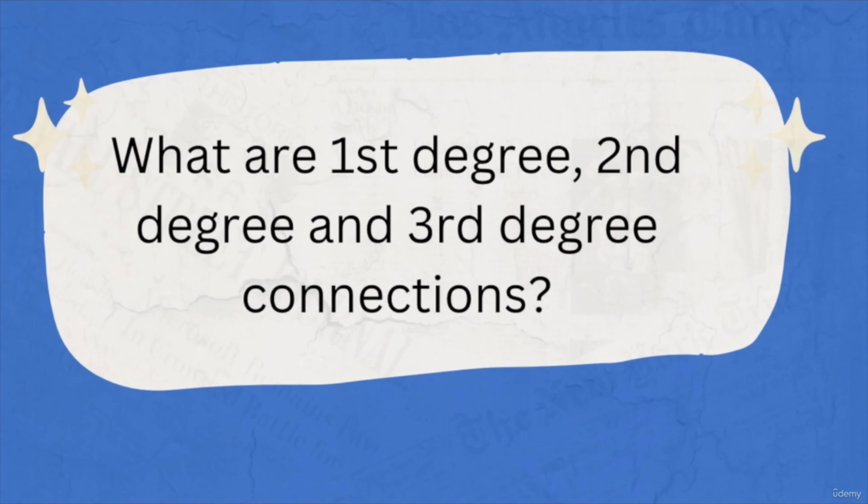On LinkedIn, connections are key to building your professional network. Let's break down what are first degree, second degree, and third degree connections. First degree connections are like your Facebook friends. You're directly connected with the person. Second degree connections are those people with whom you are not directly connected, but you have some mutual connections in between. Third degree connections are those which are not directly connected with you, neither do you have any mutual connections in between.